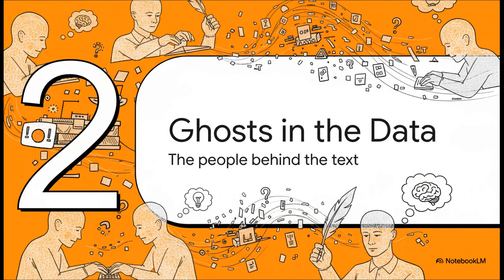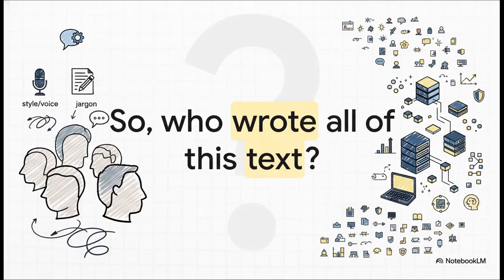Okay, let's dig a layer deeper and see how this all builds. We're going to move past the what and start looking for the who. See, every single piece of that text was written by a person, and these invisible authors, these ghosts in the data, they're the ones who really shape the AI's personality. Exactly. Who are these people?